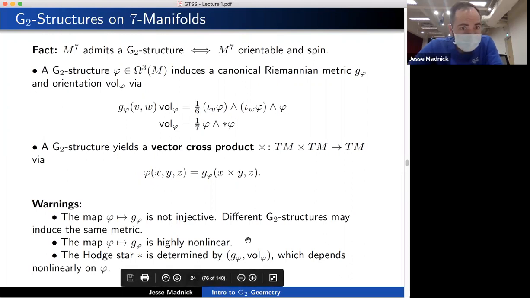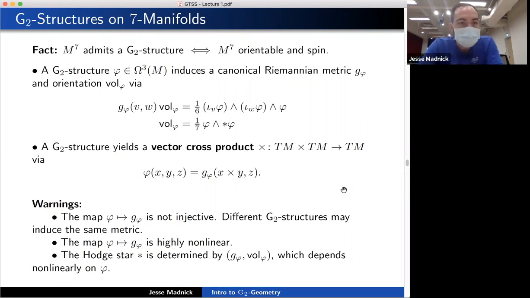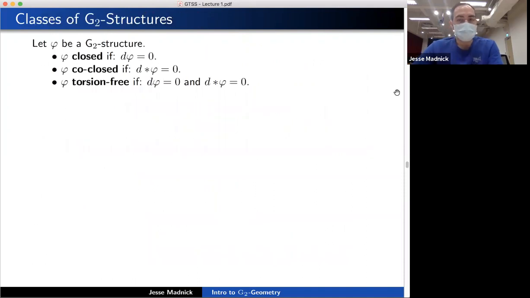I should point out also that this map is very nonlinear. This is in contrast to, let's say, the almost complex case or the Kähler case. And finally, this Hodge star is determined by, of course, the metric and the volume form, but those depend non-linearly on phi. So star depends non-linearly on phi. That's the point here.